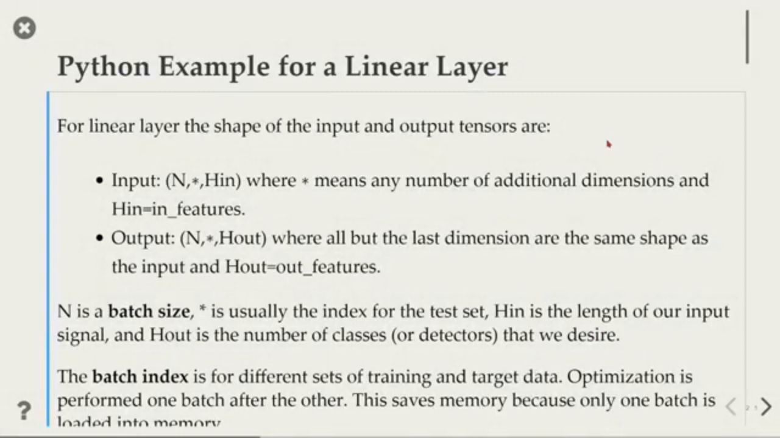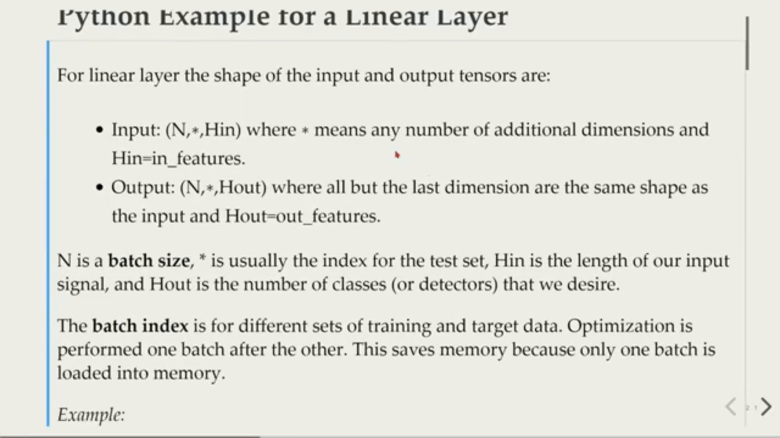We will now take a look at the Python example for a linear layer. For a linear layer, the shape of the input and the output tensors are given here. We have an input with shape N star H_in, where star means any number of additional dimensions and H_in means the in features like we've seen before. The output has the shape N star H_out, where all but the last dimensions are the same shape as the input, and H_out is the out features like we've seen before.